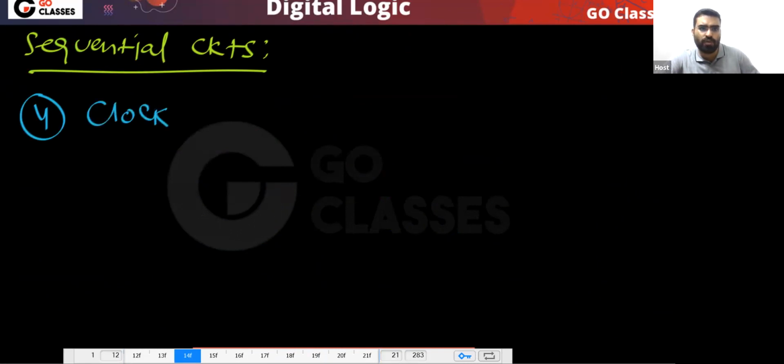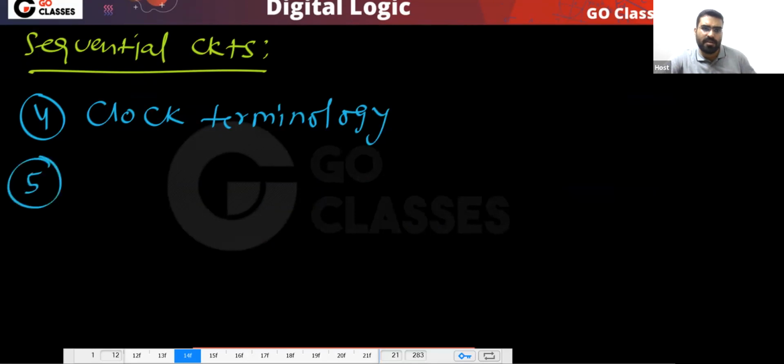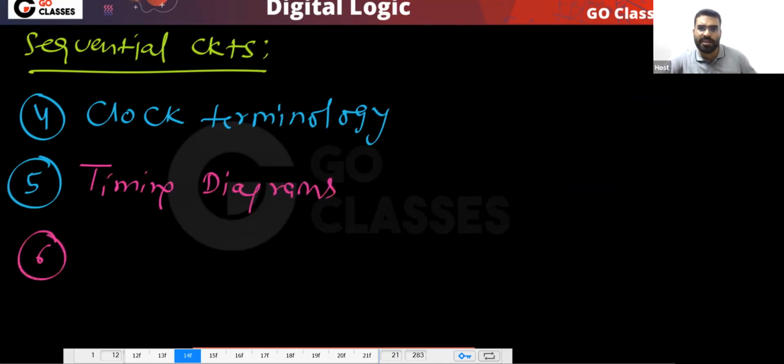What is the definition of clock? What is the behavior of clock? The clock terminology we have seen. And then we have seen the concept of timing diagrams. Also, we have seen the triggering mechanism, the flip-flop triggering mechanism.